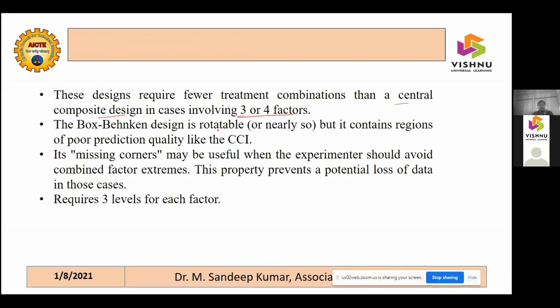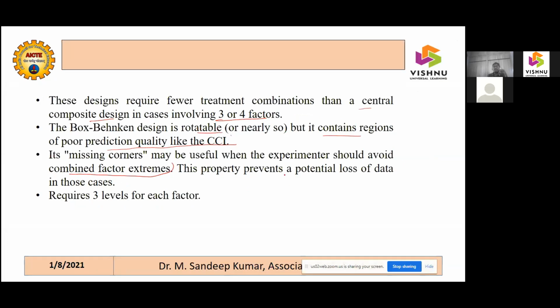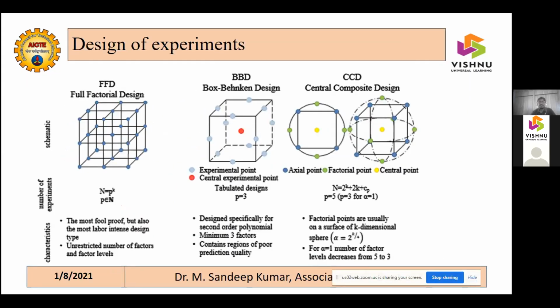Box-Behnken design is rotatable, but it contains regions of poor prediction quality like the CCI, because these are inscribed. The missing corners may be useful when the experimenter should avoid combined factor extremes. That is what I told you in the previous slide also: extreme conditions are avoided. This property prevents a potential loss of data in those cases, and it requires only 3 levels for each factor. So Box-Behnken design is similar to, sorry, not inscribed, the face-centered one.